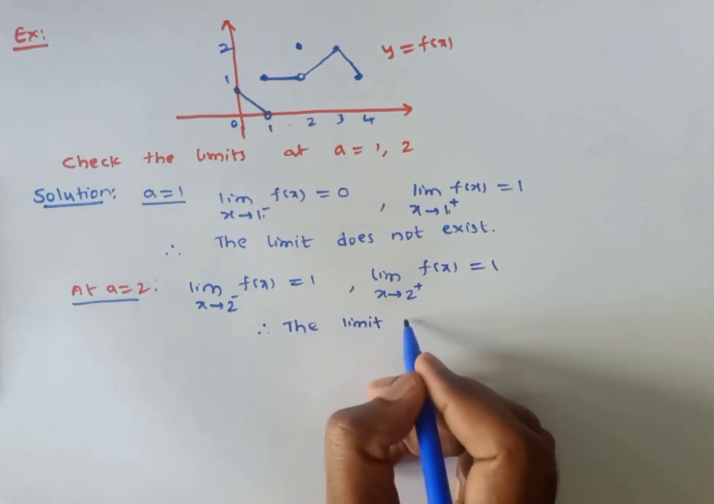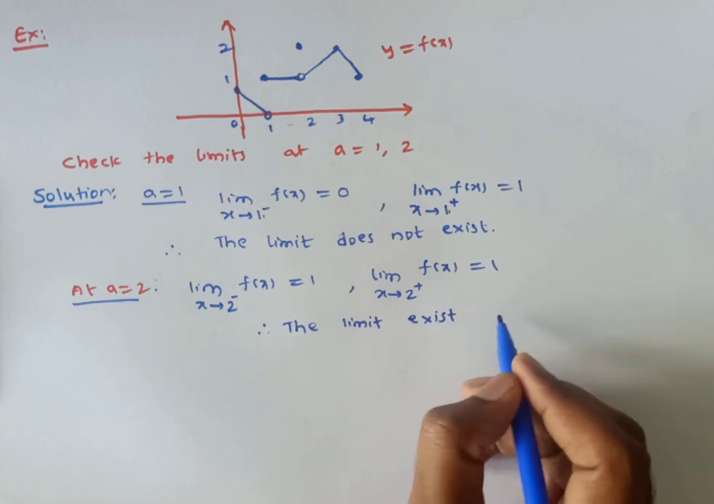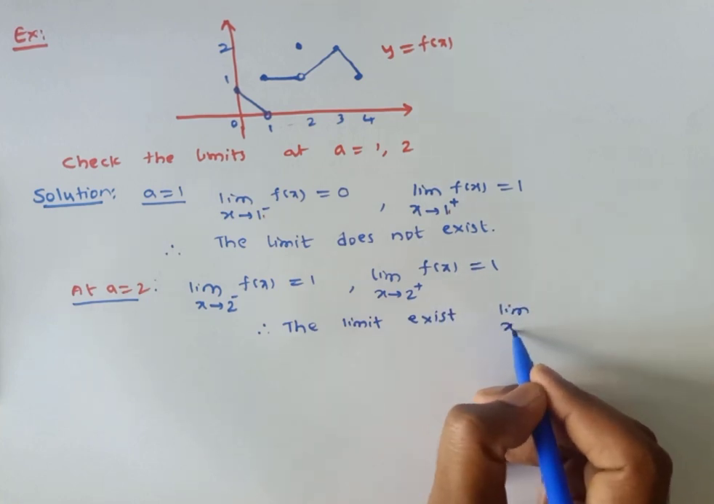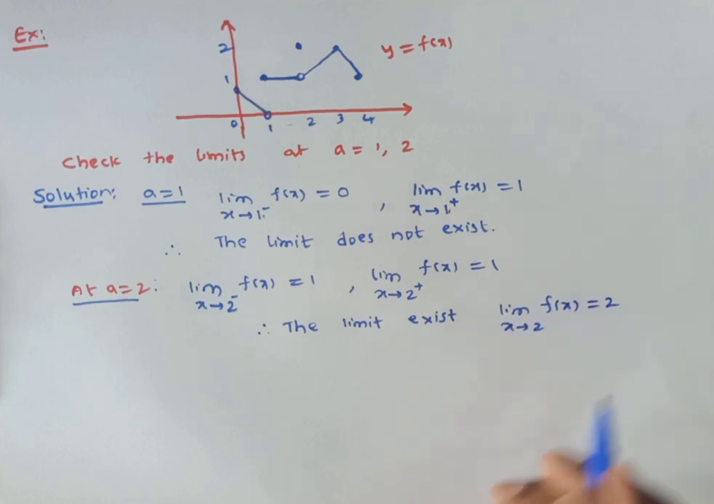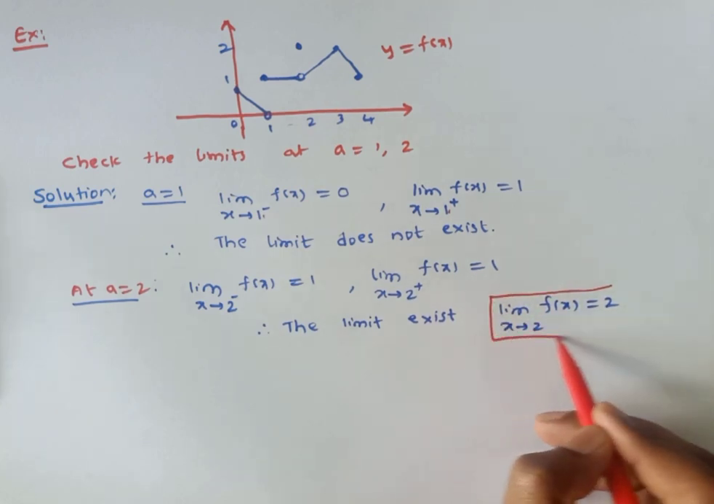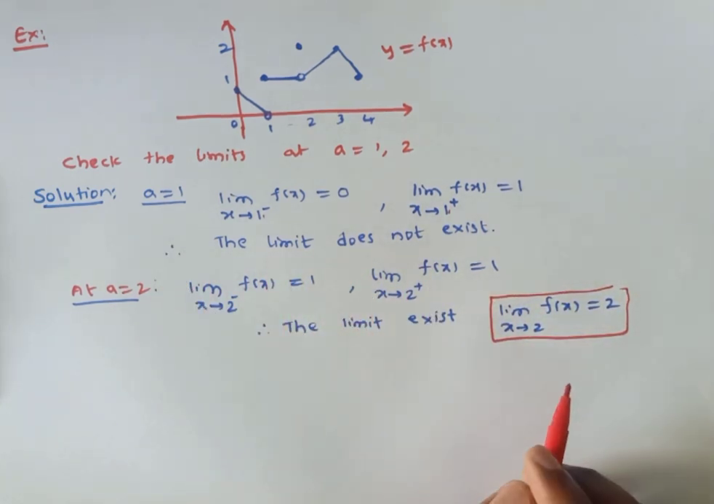The limit exists. And so we can express it as limit x tends to 2, f of x equals 2, no problem. So limit x tends to 2, f of x is 2. Whereas at x equal to 1, the limit does not exist.